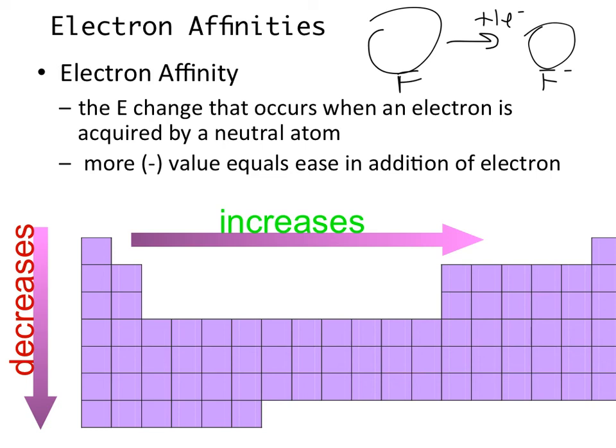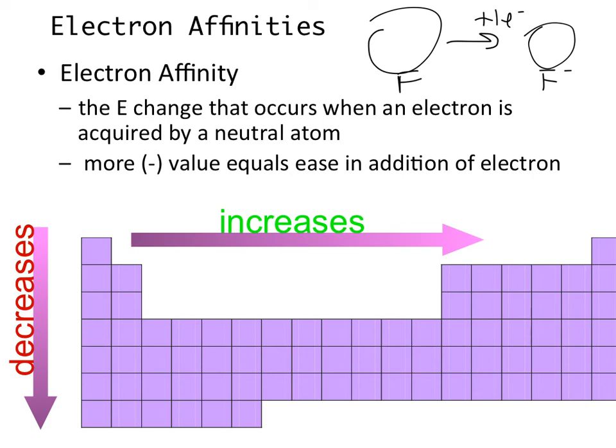So basically, as we go from left to right on the periodic table, we're typically going to increase our electron affinity. More energy should be released as we acquire an electron. And top to bottom, it's going to decrease.